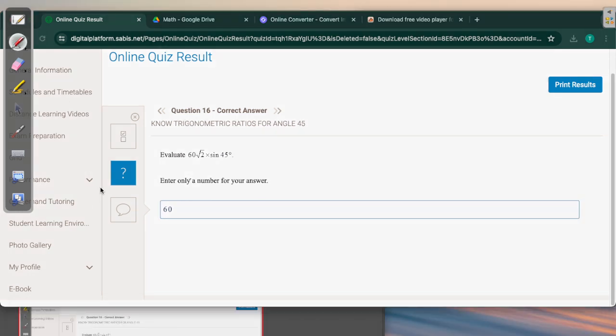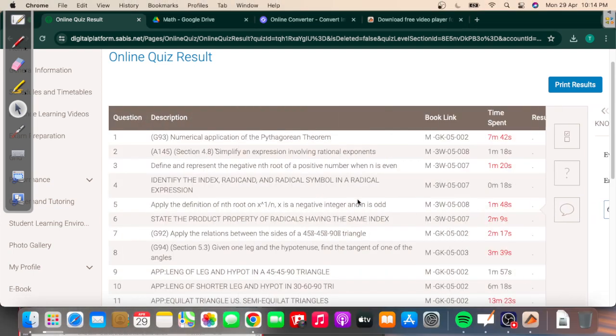So, 60 radical 2 multiplied by sine of 45. You need to memorize sine of 45. Sine of 45 is easy. Sine of 45 is extremely easy to memorize. Sine of 45 is radical 2 over 2. If you don't know how to get it, it's a simple thing you can do actually.